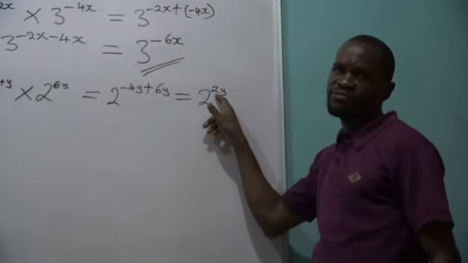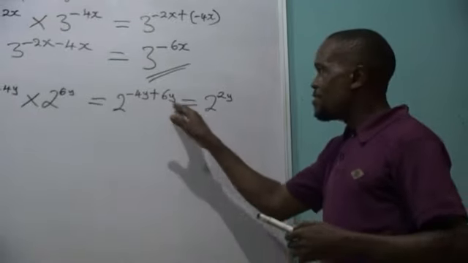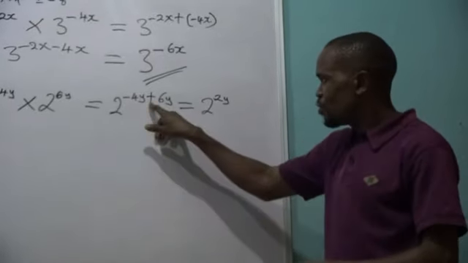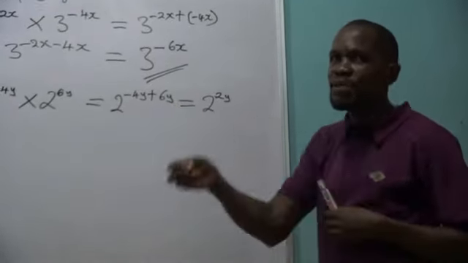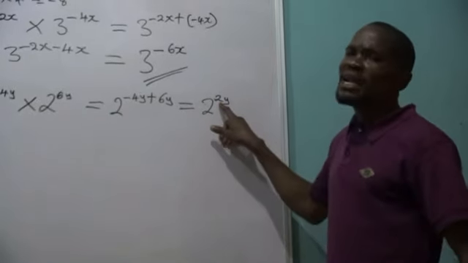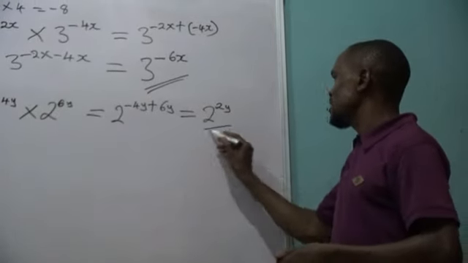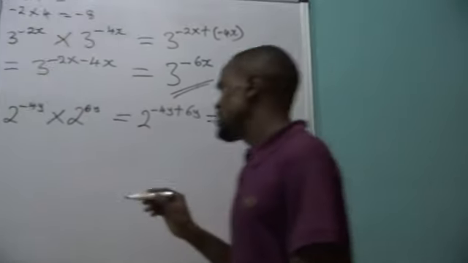That one is a positive. I'm owing 4y. I paid 6y. This plus 6y means what I paid. And when I pay that, they give me a balance of what? 2y back. And that's my answer. That's how it is.